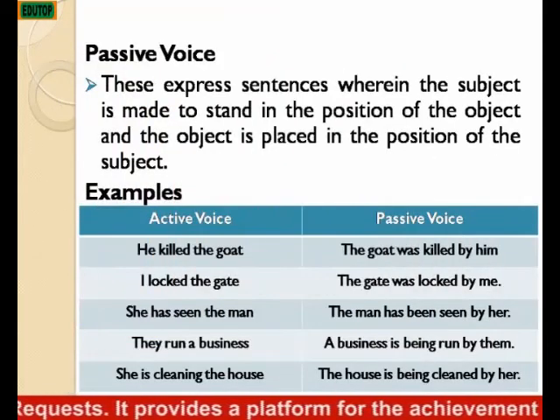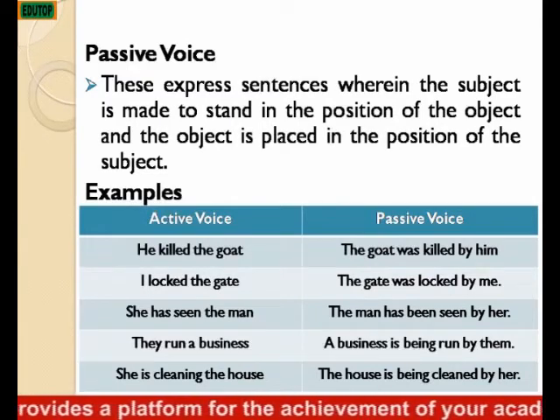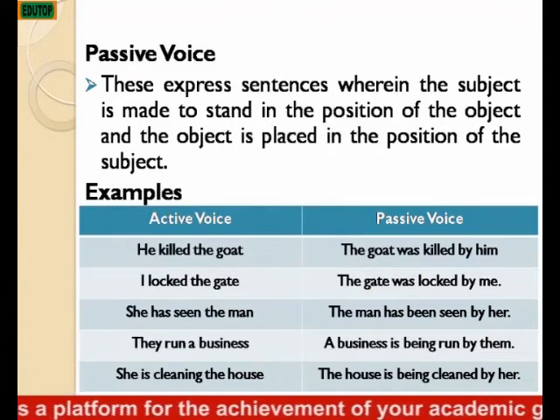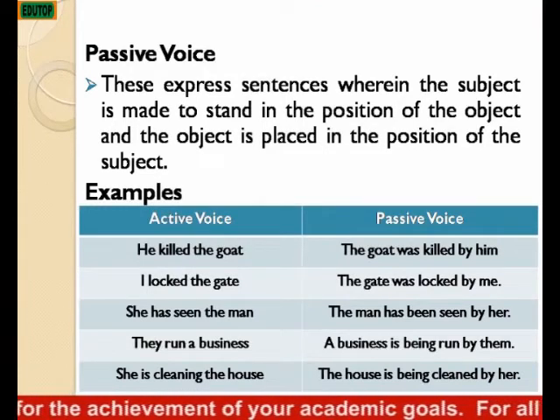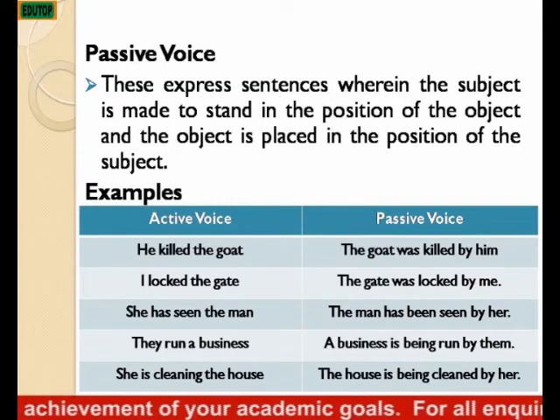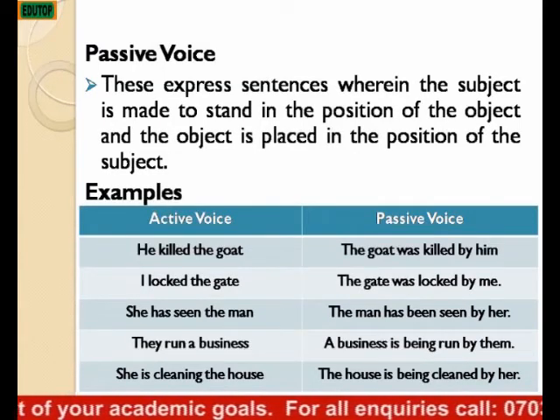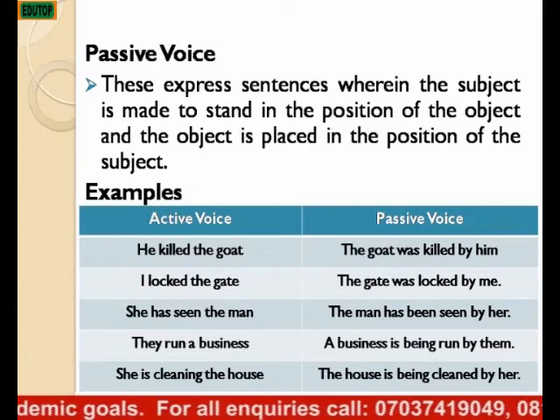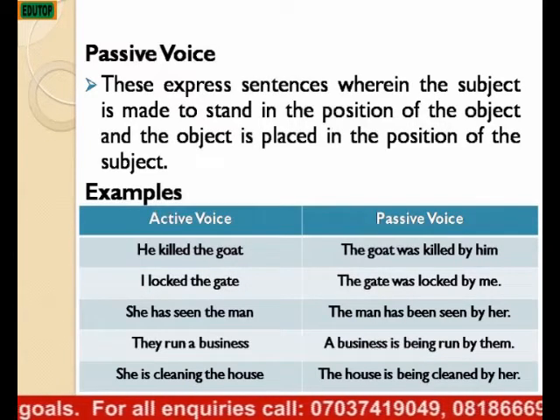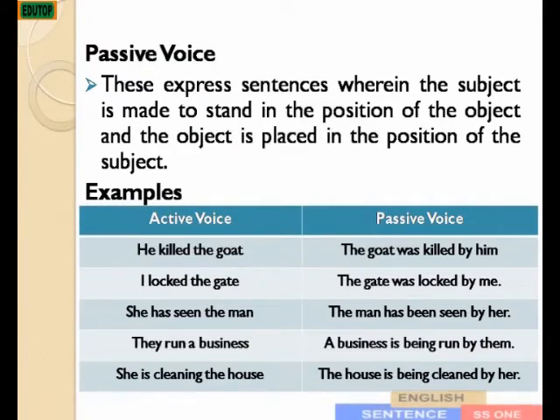Passive voice. The passive voice expresses sentences wherein the subject is made to stand in the position of the object and the object is placed in the position of the subject. Let's consider these examples, and we'll try to compare the active and the passive voices. In the active voice, we can have something like he killed the goat, and then under the passive voice, we can have the goat was killed by him.